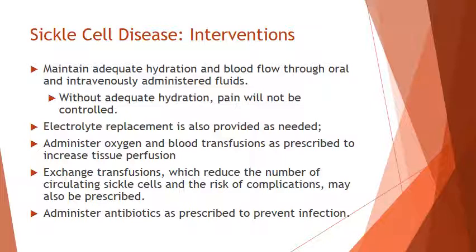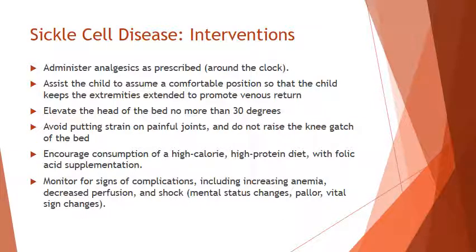Exchange transfusions may also be prescribed, and these would reduce the number of circulating sickled cells and therefore reduce the risk of complications, and also administer antibiotics as prescribed to prevent infection. Administer analgesics as prescribed around the clock. These are not to be PRN. These are to be routine, regulated, around-the-clock pain medications.